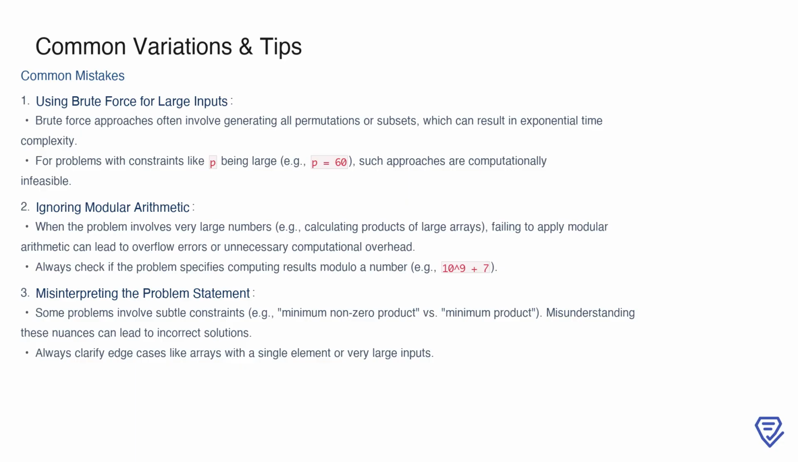For instance, if p is as large as 60, generating all permutations or subsets results in exponential time complexity, which is simply not practical. Instead, you need to look for mathematical simplifications or optimized algorithms.